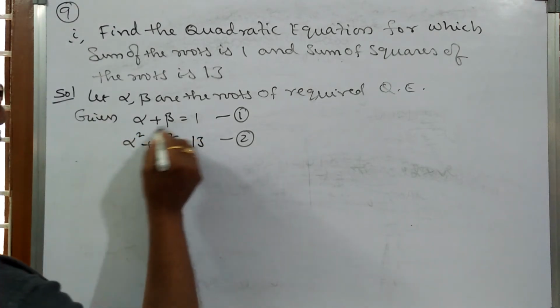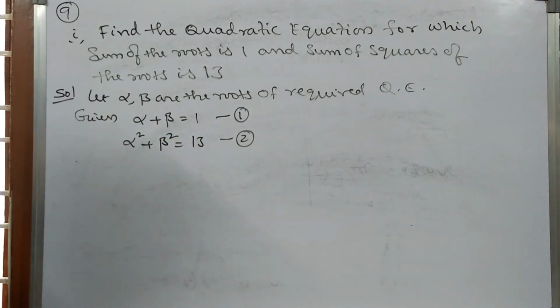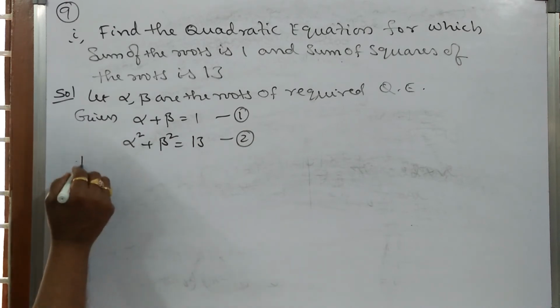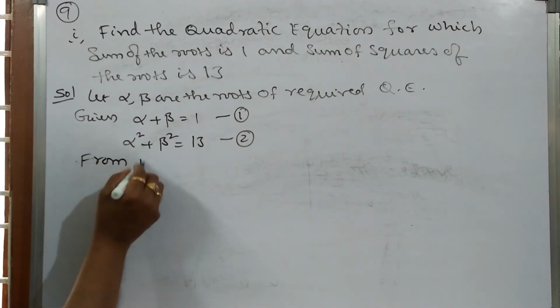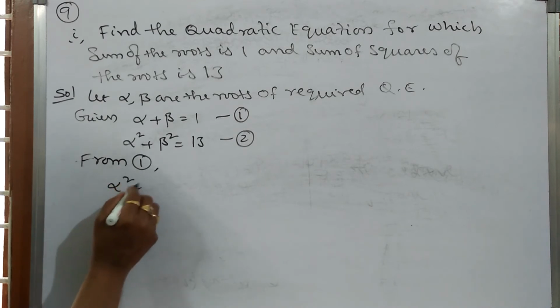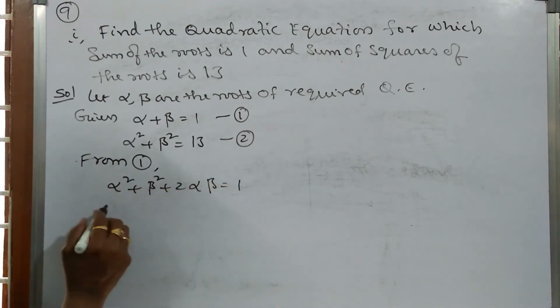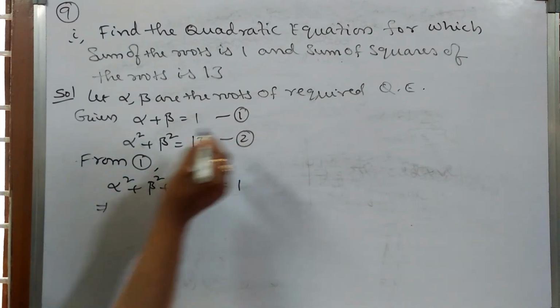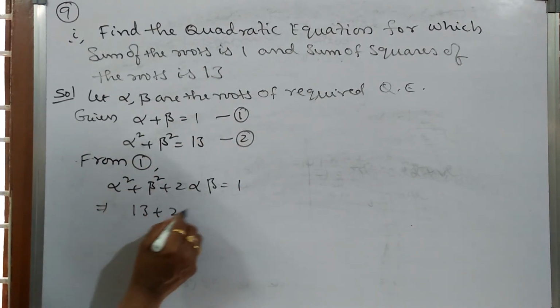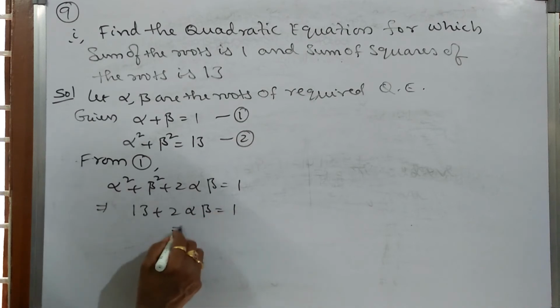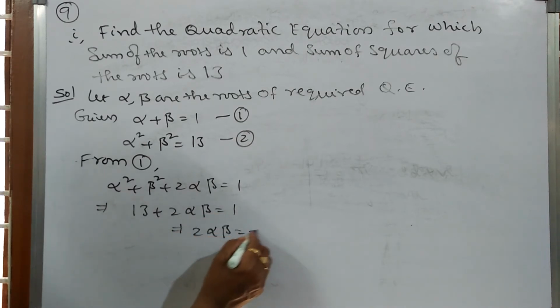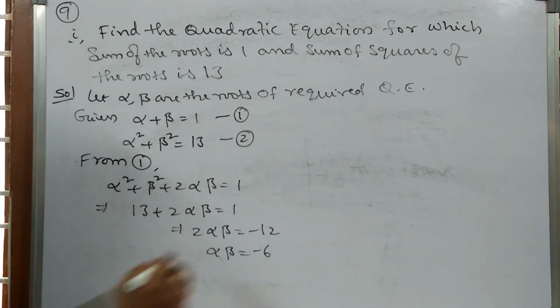Now we already know alpha plus beta. We need to find alpha beta. From the first equation, squaring on both sides, alpha square plus beta square plus 2 alpha beta is equal to 1. Now, alpha square plus beta square from the second equation is 13, so 13 plus 2 alpha beta is equal to 1. 2 alpha beta is equal to minus 12. Alpha beta is equal to minus 6.